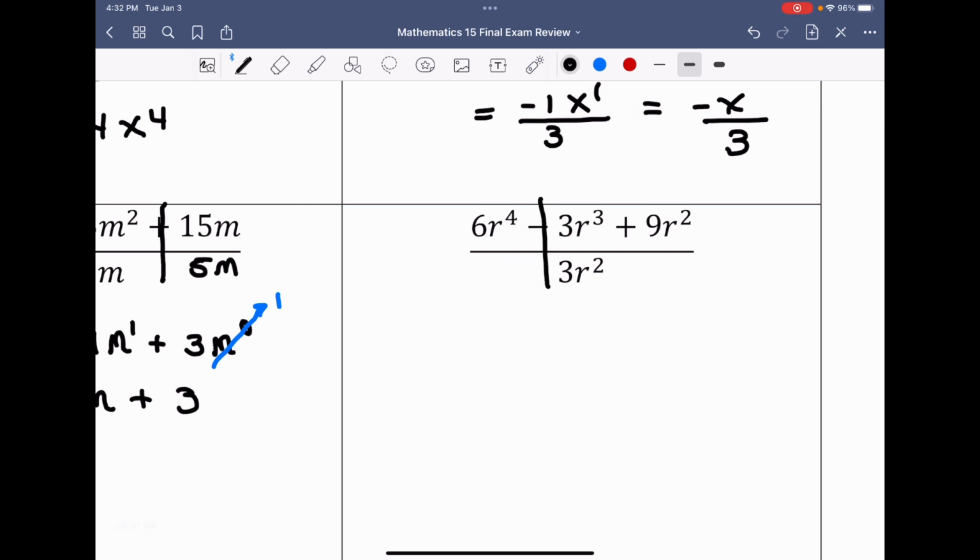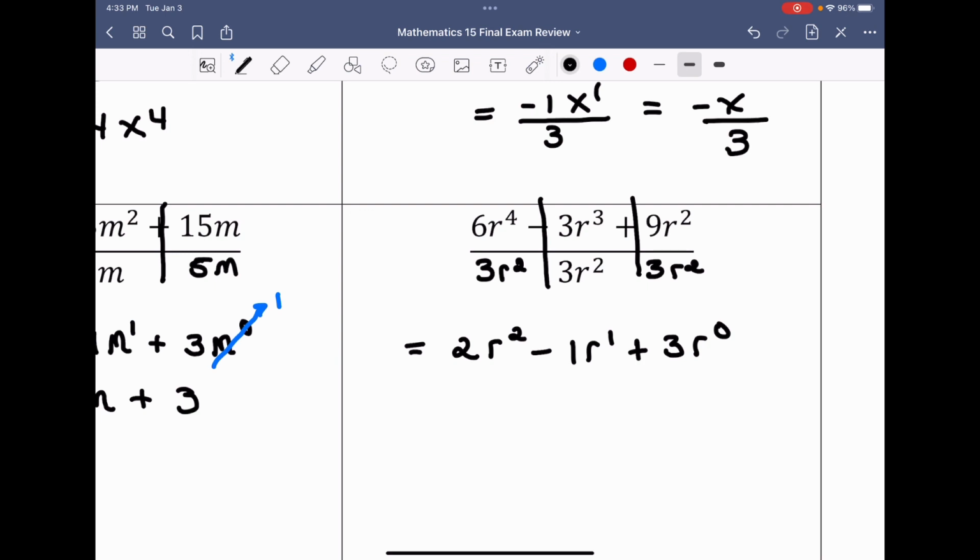I'm going to split it into 3 different sections where they're all divided by the 3r squared. Okay, we start with our first fraction, and we go 6 over 3 is equal to 2. R4 over R2 simplifies to r to the 2 because 4 minus 2 is 2. We then put a subtraction symbol and say 3 over 3 is equal to 1. R3 over R squared is equal to R1. And then lastly, add 9 over 3 is equal to 3. R squared over R squared is equal to r to the 0 because 2 minus 2 is equal to 0.